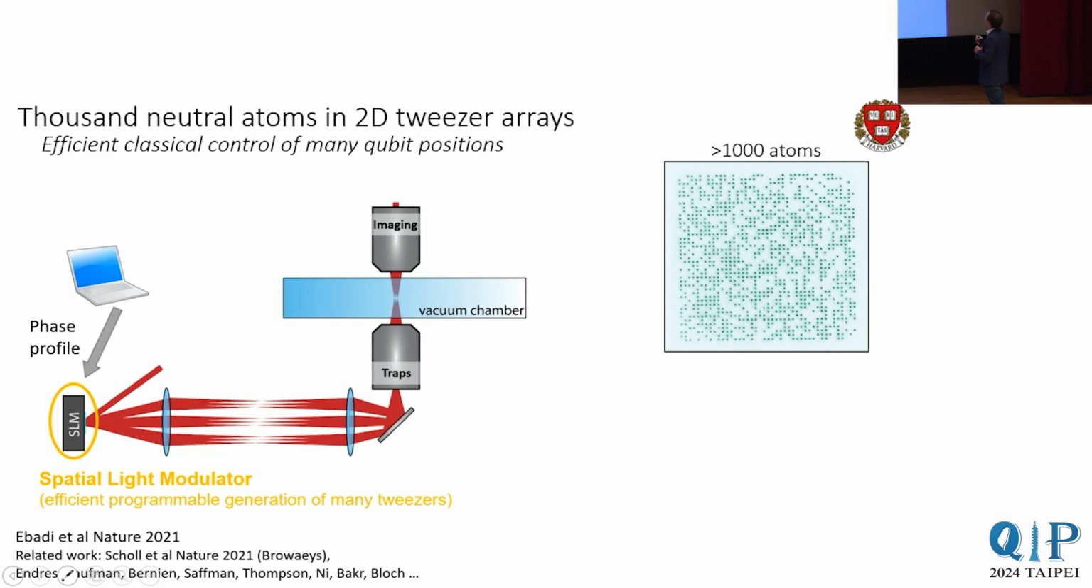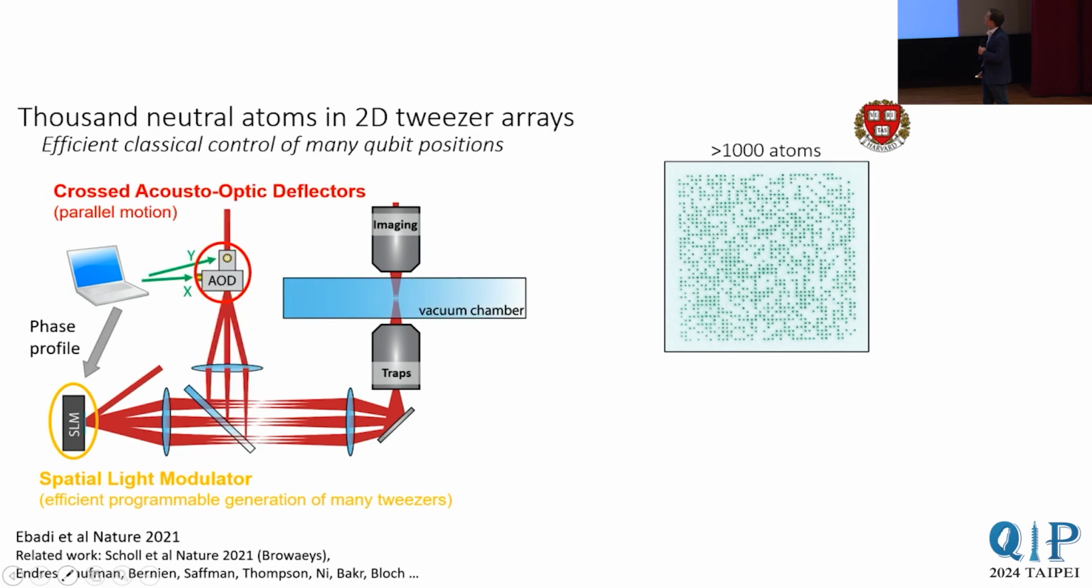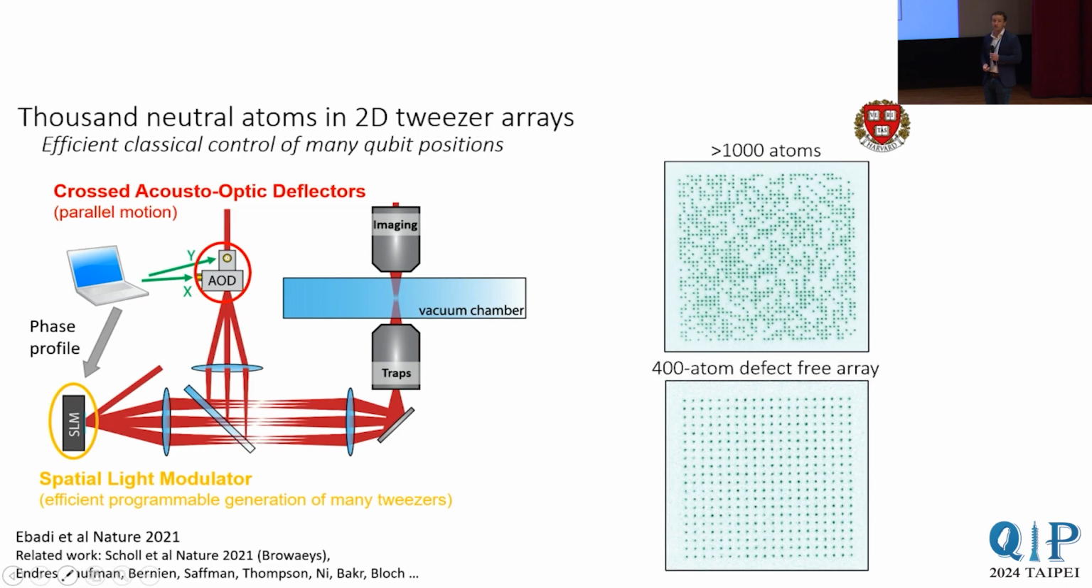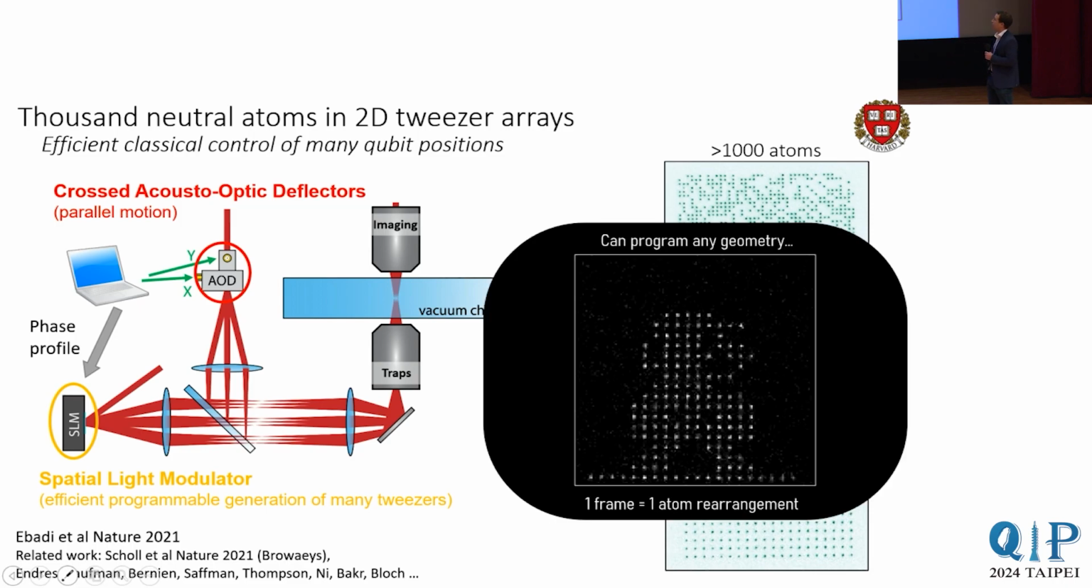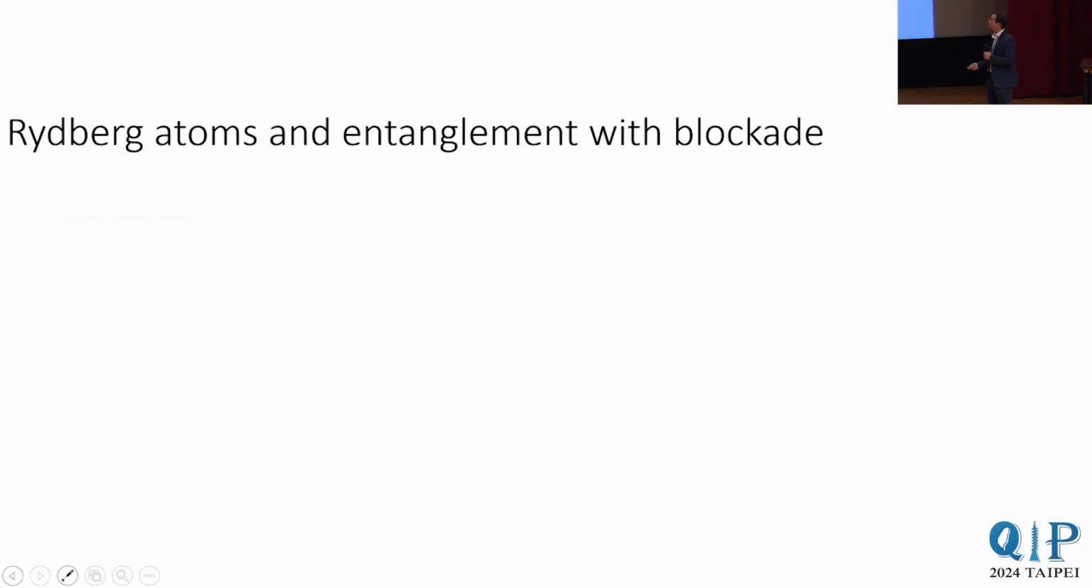So we can trap over 1,000 atoms in these tweezer arrays, and we stochastically load each tweezer with roughly 50% probability. But then we use another optical tool, which we call an acousto-optic deflector. It uses two voltage waveforms, one X waveform and one Y waveform, that go into this device. And just with these two voltage waveforms, we can in parallel reconfigure the system at large scales. So here we can make a 400-atom defect-free grid, and we can make any geometry in this way. Here we make a Mario, but we can make many different types of configurations. And that's how we lay out our processor.